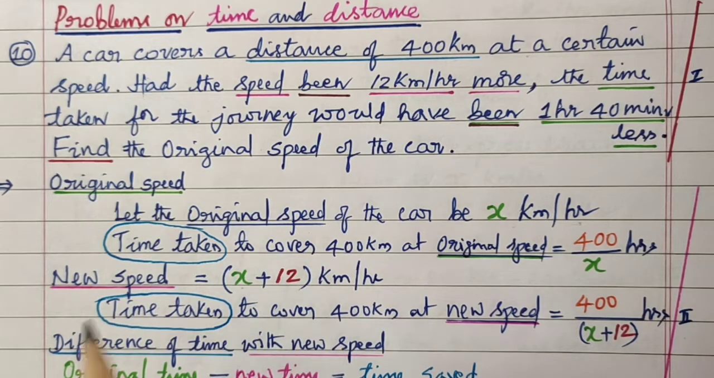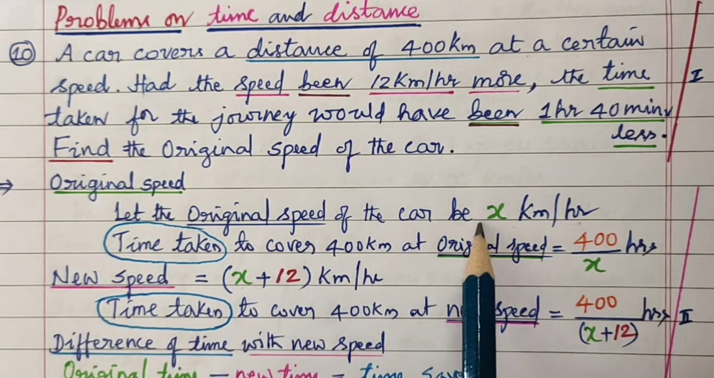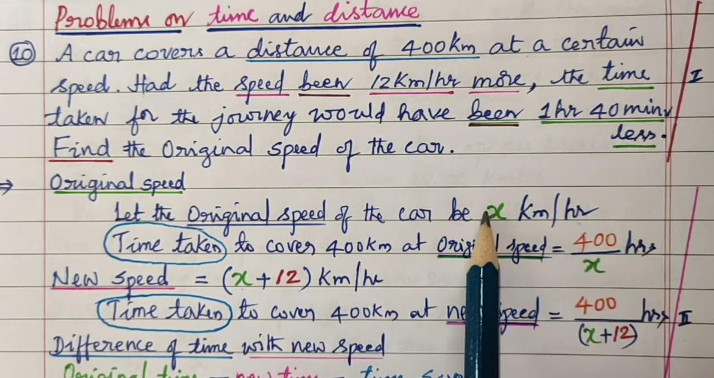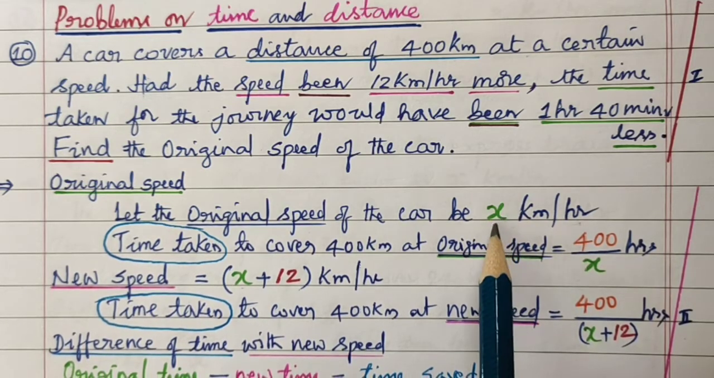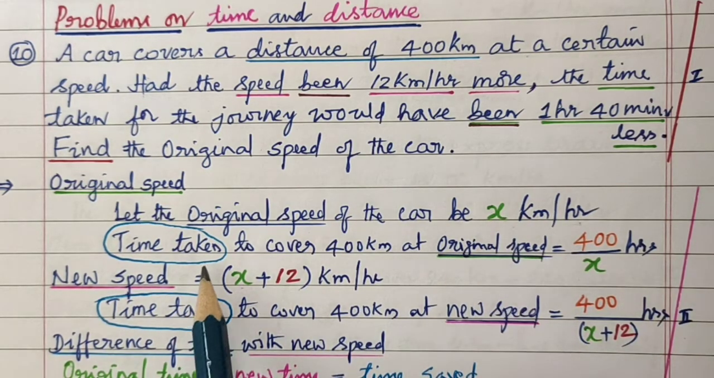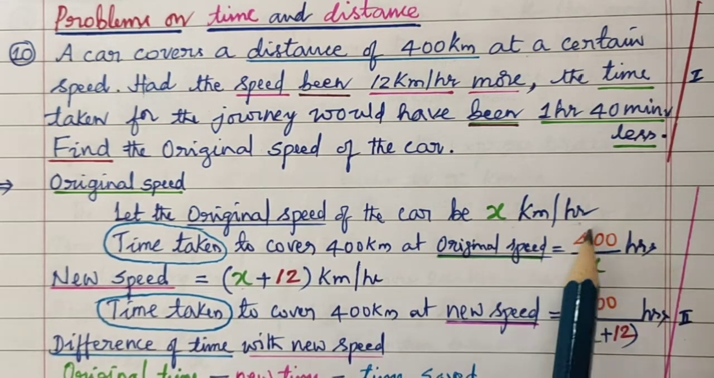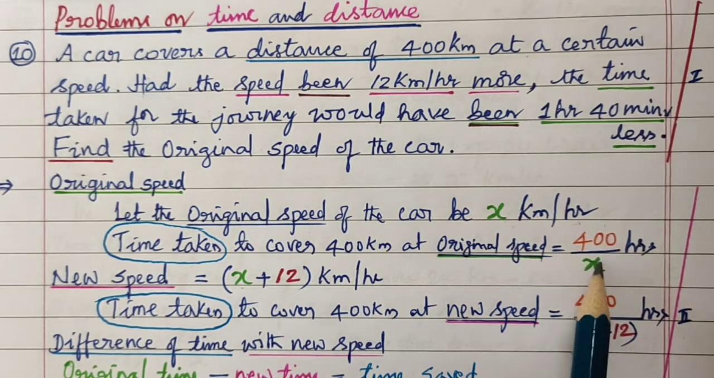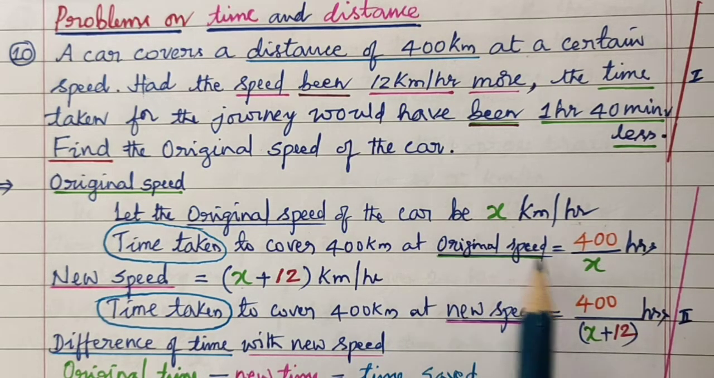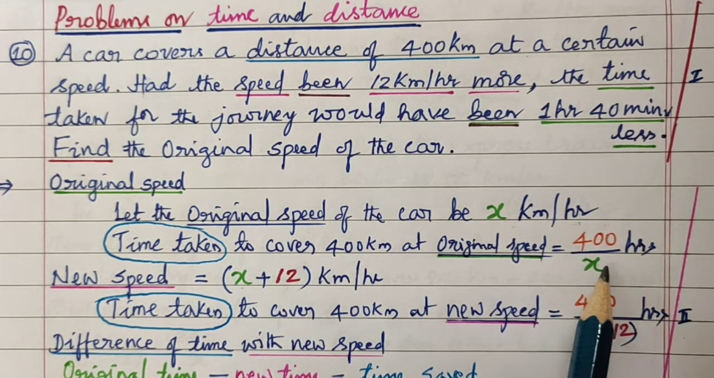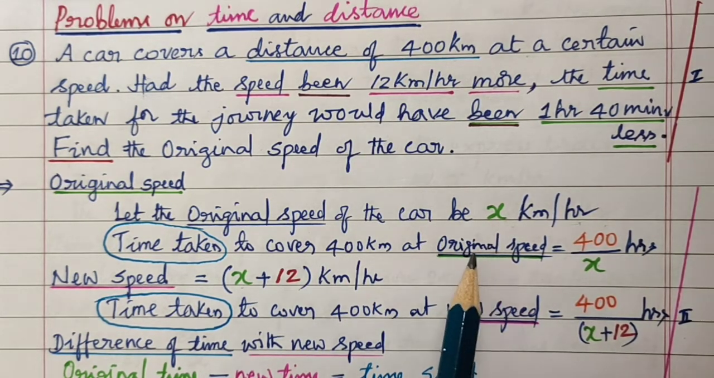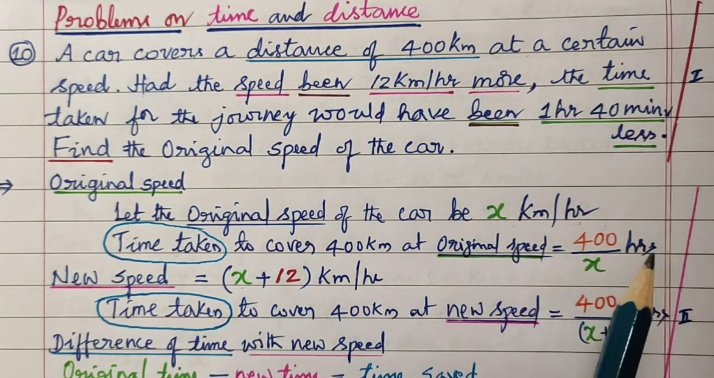Let the original speed of the car be x kilometers per hour, because we don't know what speed he was going. We are taking that as x kilometers per hour. Time taken to cover 400 kilometers at original speed. The speed is equal to distance divided by time. This is the distance traveled, 400 kilometers. This is the time.